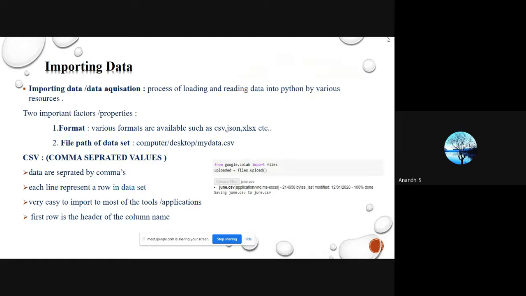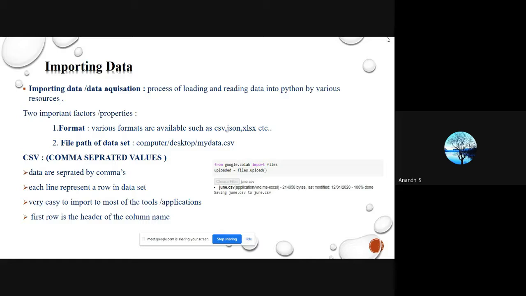First of all, we have to import the data. The data which I have received is actually in Excel format, but for convenience, I have converted it into CSV format. It's nothing but comma separated values. In that, data are separated by commas. Each line represents a row in the dataset. Very easy to import in most of the tools and applications for data analysis.